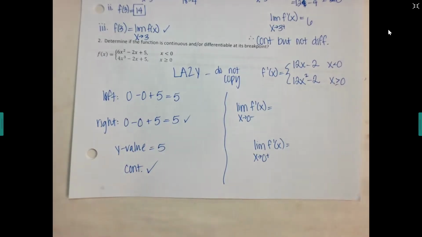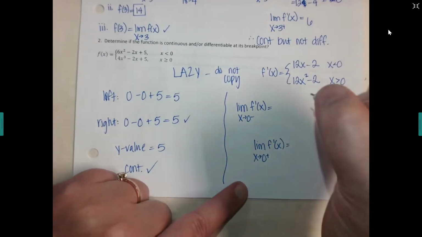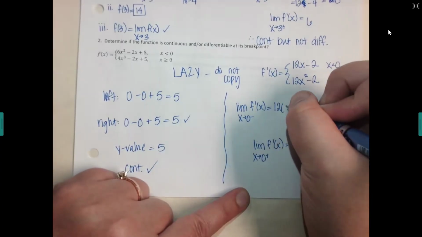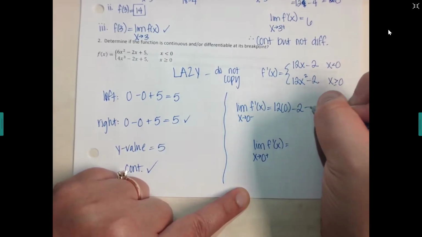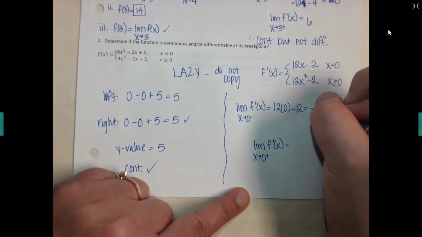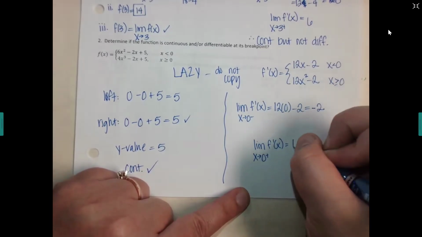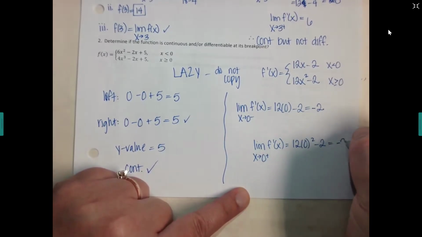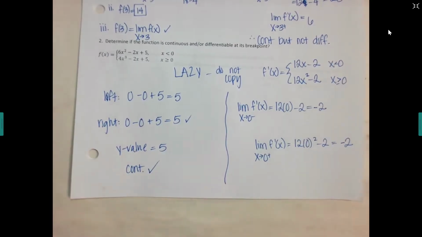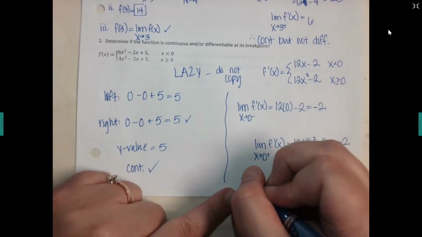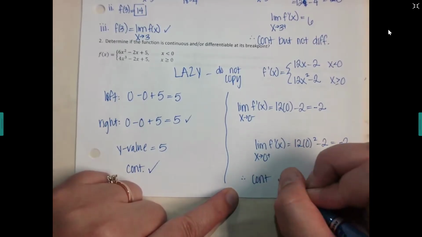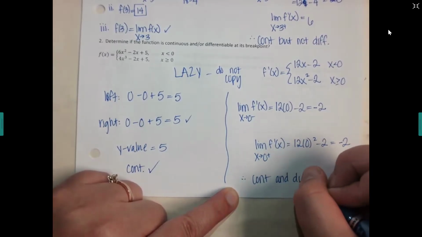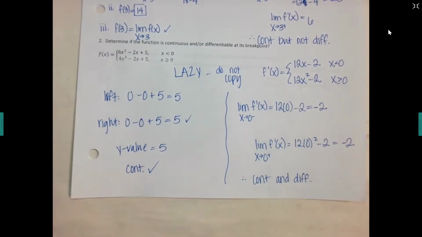Okay, we're plugging into both of those. Are they going to come out the same? 12 times 0 minus 2 is -2. 12 times 0 squared minus 2 is also -2. Then automatically we know that it is differentiable. Okay? So we'll put therefore CONT and DIFF.